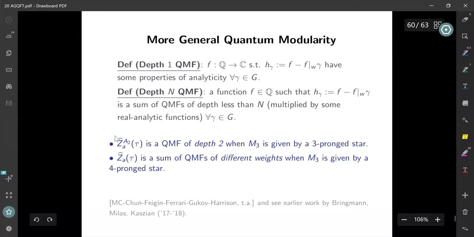So in rank A2, you encounter depth 2. The conjecture is that if you have, for instance, AN, then you encounter depth N quantum modular forms. But technically it's not proven at this point. And also, how about if you keep the group to be SU2, but you change the graph? For instance, if you look at the four-leg graphs, then they are actually sums of quantum modular forms of different weights. So that's also an interesting generalization of the cases we have seen before.